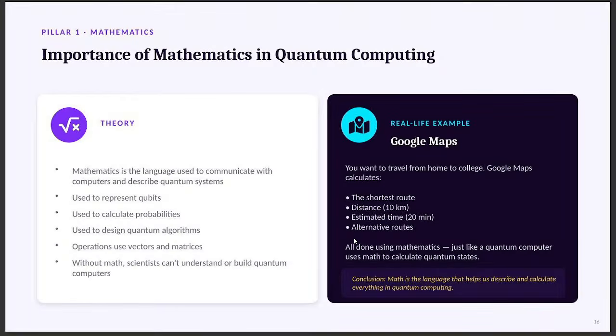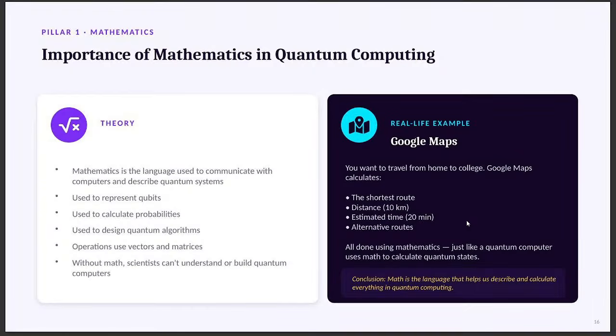Why do we require mathematics? Mathematics is the language for every computer, Nana. If I want to talk to you people, I can speak in English and you can understand. But for a quantum computer or any computer, mathematics is the language to communicate with it. Whenever you open Google Maps, use YouTube, send a WhatsApp message, or even withdraw money from an ATM, mathematics is working in the background. Remember this.